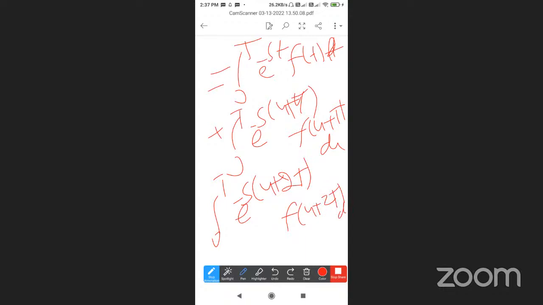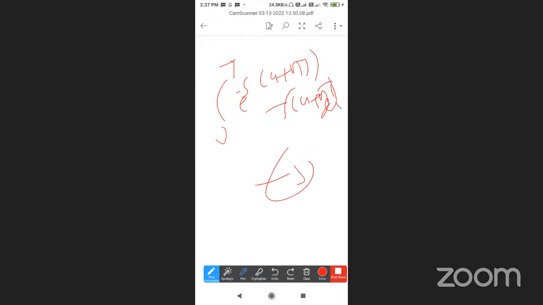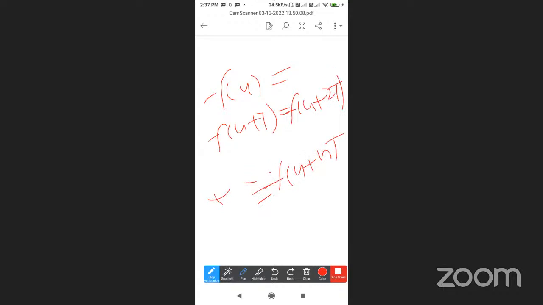Continuing up to the last term, 0 to T of e power of minus (u plus nT) into f of (u plus nT) du in the third equation. By the hypothesis, f is a periodic function. What is a periodic function? f of u is equal to f of u plus T, which is equal to f of u plus 2T, and so on up to f of u plus nT. So we have all these values which we can substitute in f of u.